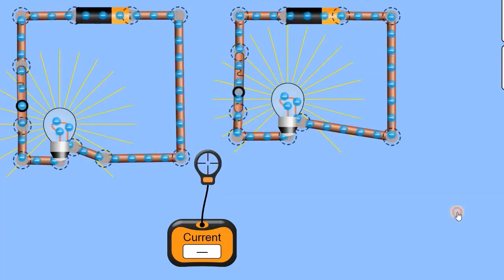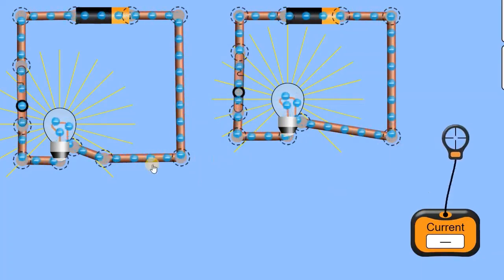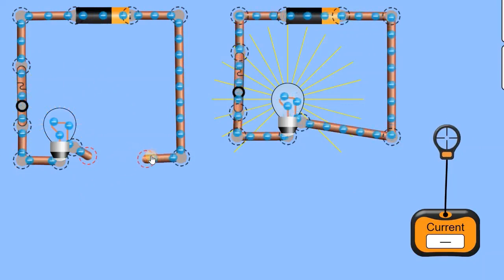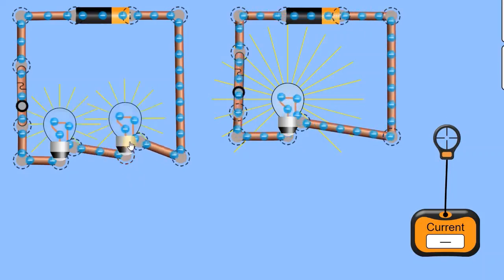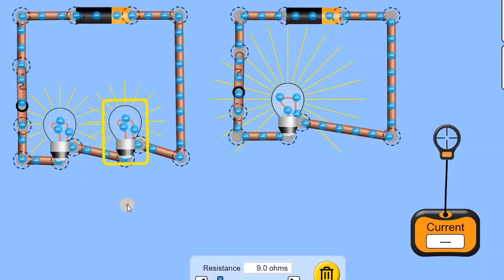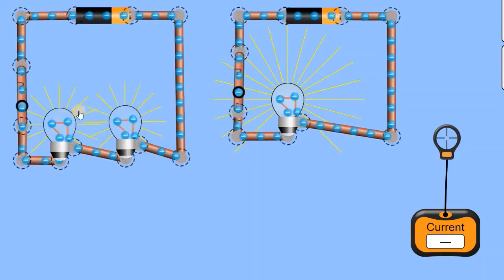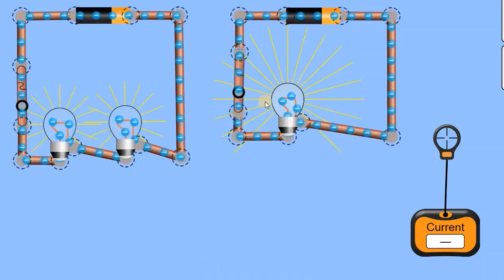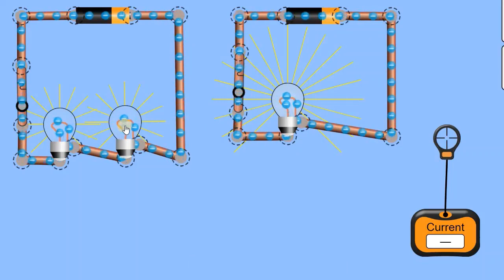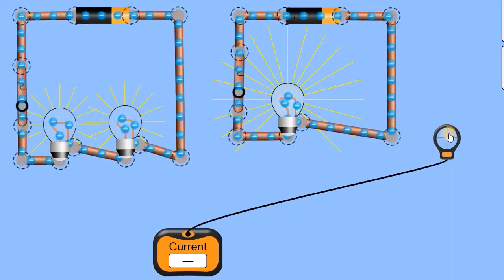Right. So now I'm going to introduce more circuit components, starting with bulbs. So I'm going to put in another bulb here. And the first thing you have to notice is that the brightness of the bulbs has decreased. When you compare them with the bulb on the right side here, we can see we've got two bulbs in series now, and the brightness has decreased.